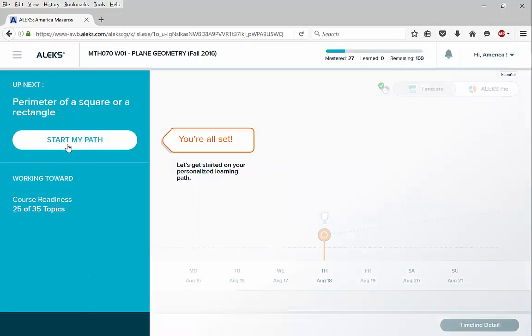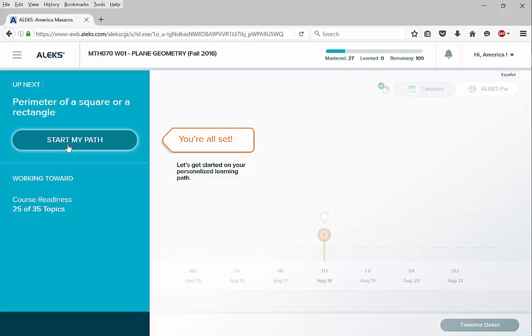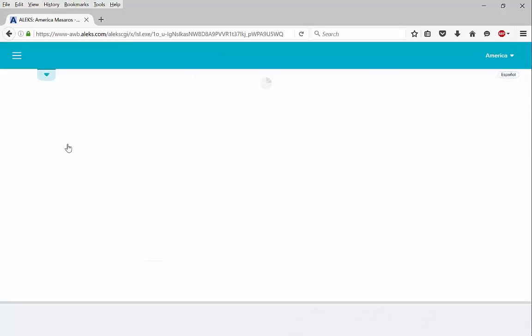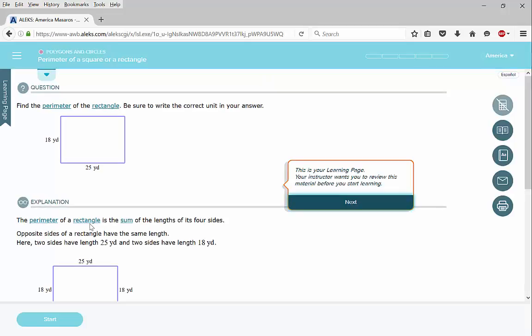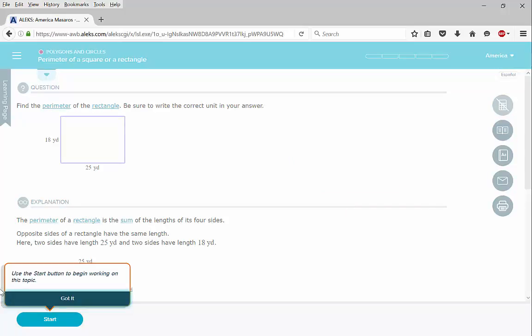Okay, and now I start working on lessons. I go to a new page in my notebook for my written work, and this is going to explain to me how to find the perimeter of a rectangular square. I know that because that's the title. Sometimes it takes a little while to load. Okay, find the perimeter of the rectangle. This is my learning page. After I read through this, I'm going to hit Start.